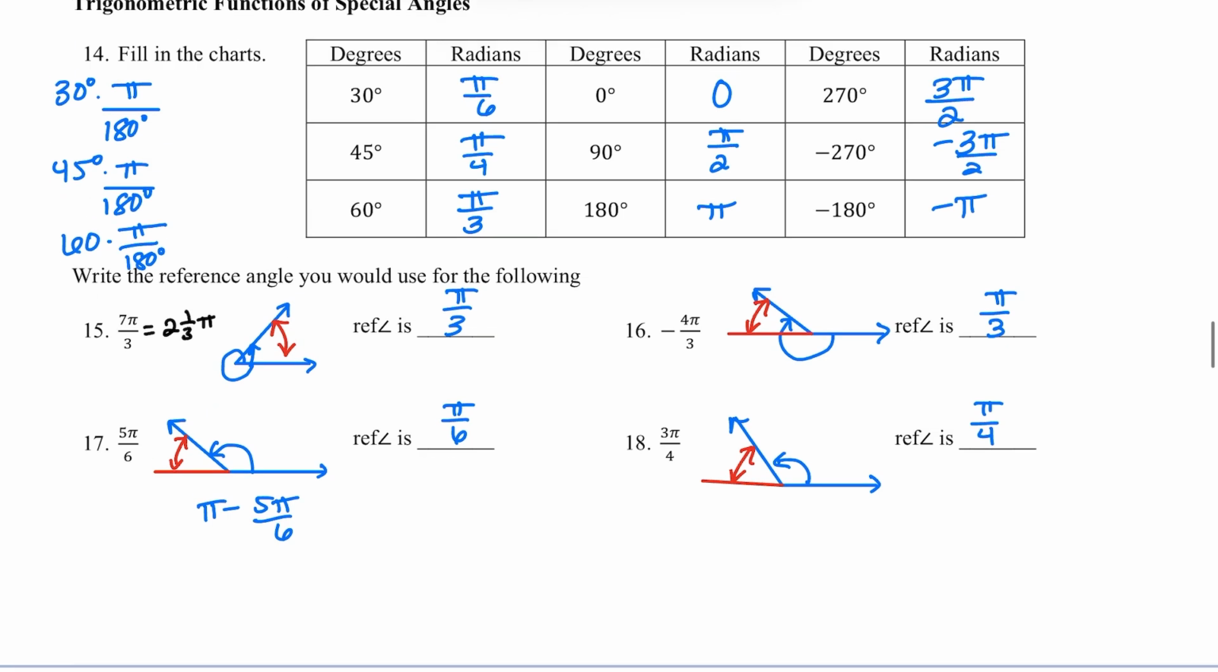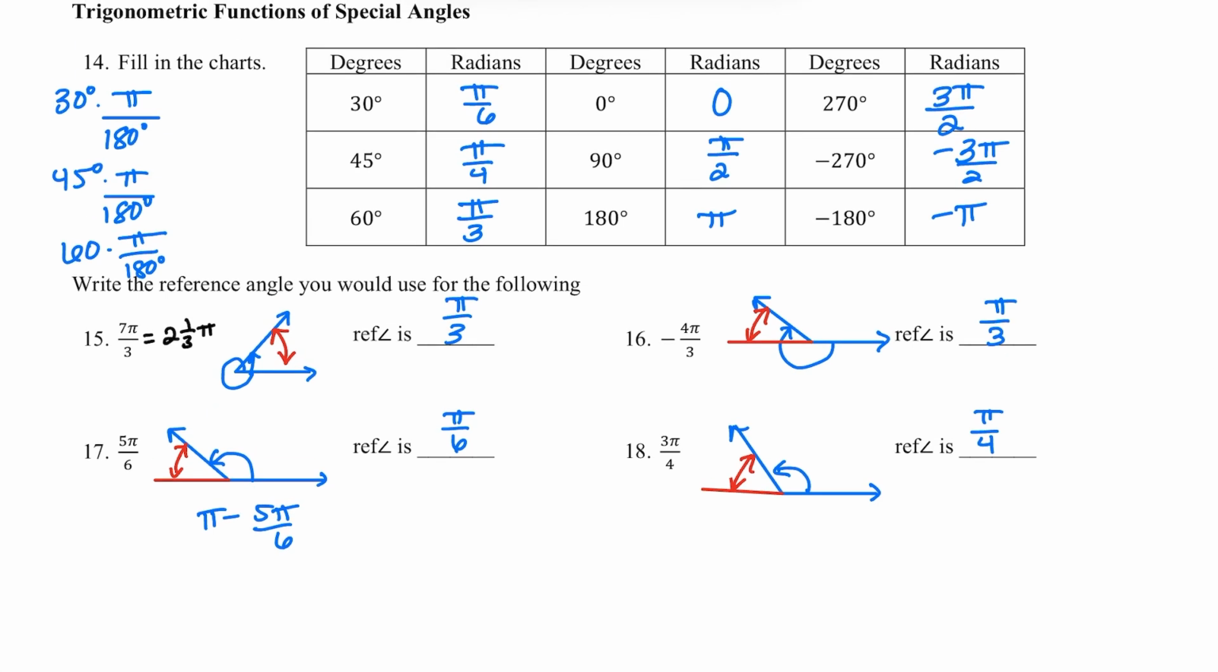So same thing that we did in degrees. You're just trying to get back to the horizontal axis. So just kind of draw it out and figure out how much does it take to get back to the horizontal.